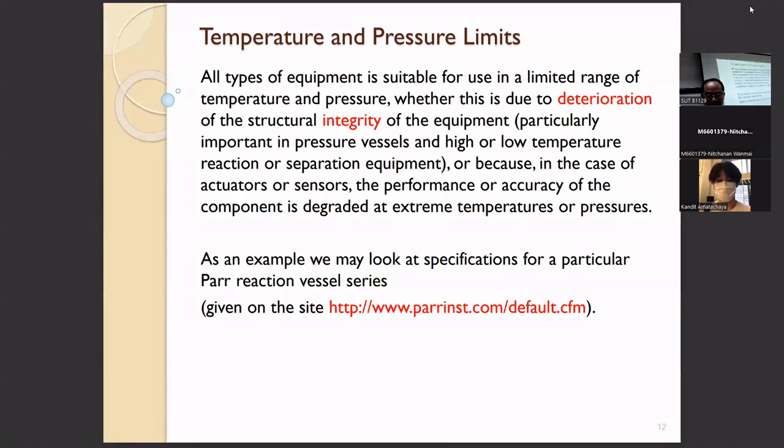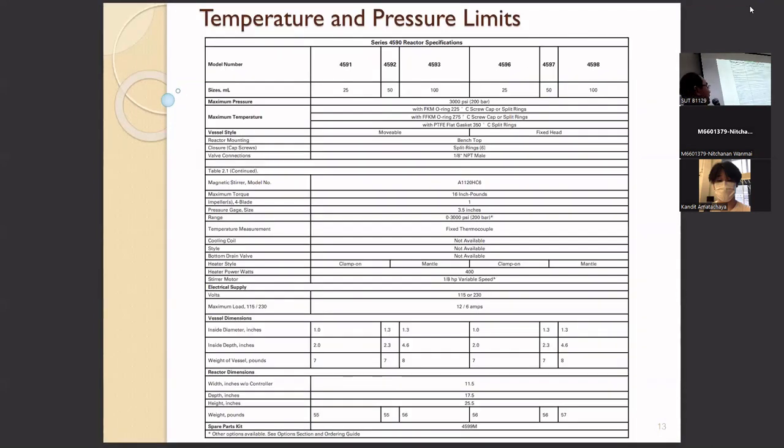I will show you some examples. You can construct your experimental setup by yourself: design it, buy some material, and build it, or you can buy from a company. If you buy from a company, for this case, we give you an example from this website for reactors. We have many kinds of reactors by size. For each reactor size, we have the conditions: pressure limit and temperature limit.